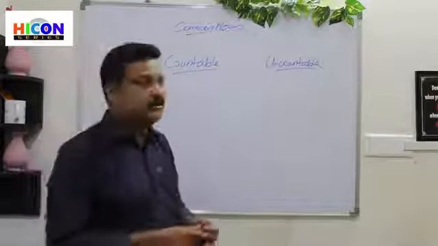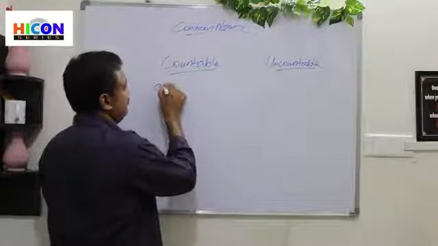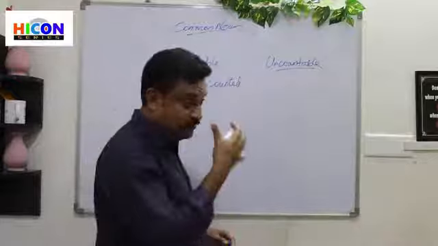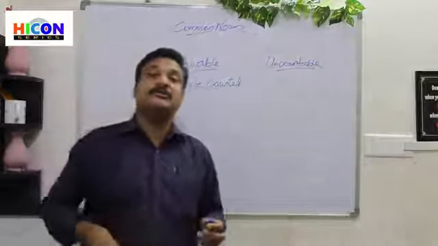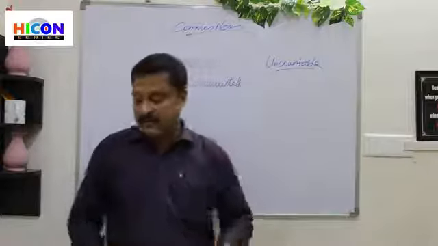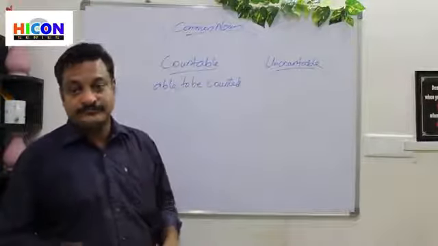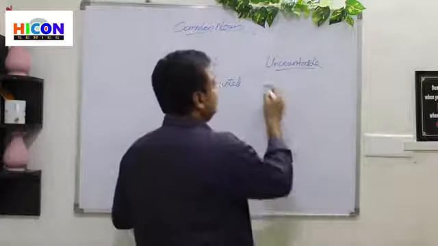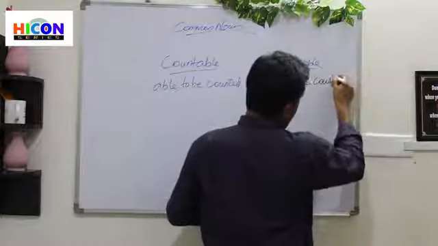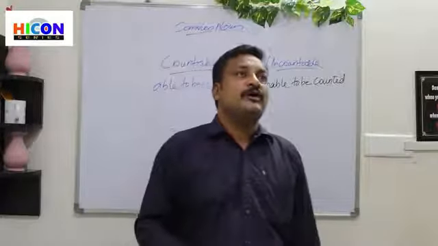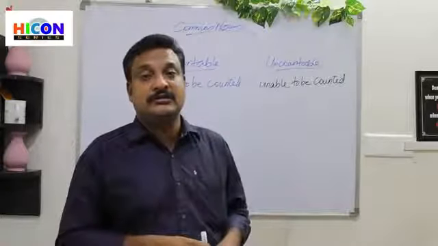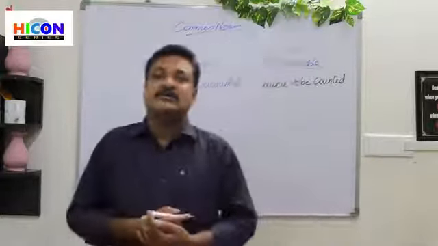So countable nouns are those nouns which we can count, or we can say able to be counted. So what do you mean by a countable noun? A countable noun is one which is able to be counted. Right? Means we can count them one by one. Clear? And there are some nouns which we cannot count, or we say they are unable to be counted. For example, we have abstract nouns. For example, if you say, I feel pain. So pain is an abstract noun. Is it possible for us to tell that I feel one pain? Or I feel five pains?